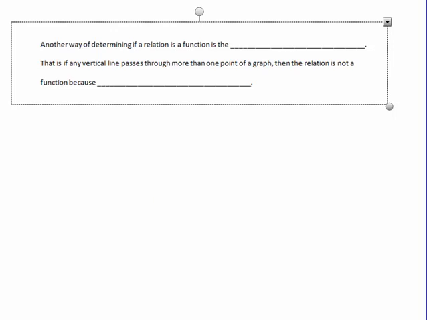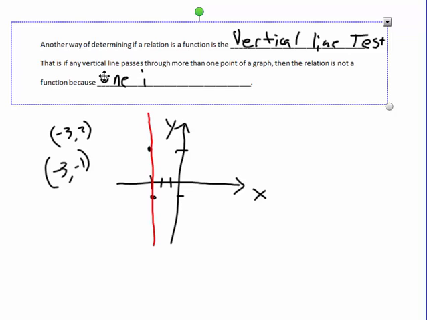So another way of determining if a relation is a function is the vertical line test. That is, if any vertical line passes through more than one point of a graph, then the relation is not a function because one input has multiple outputs.